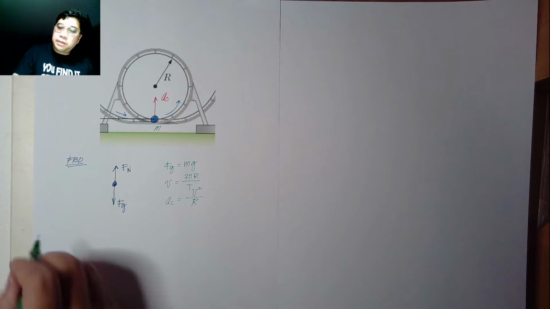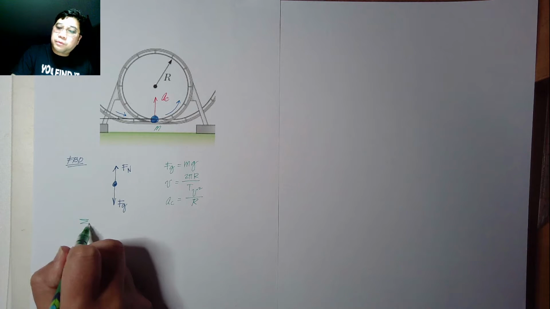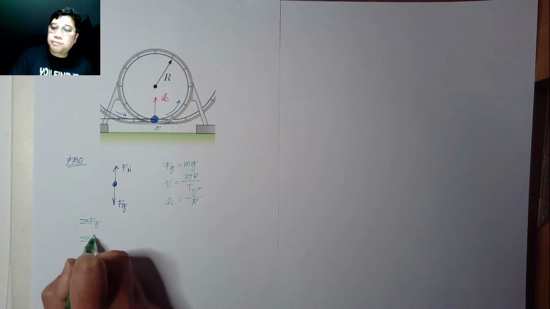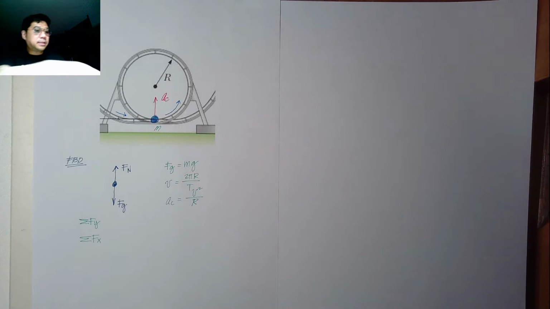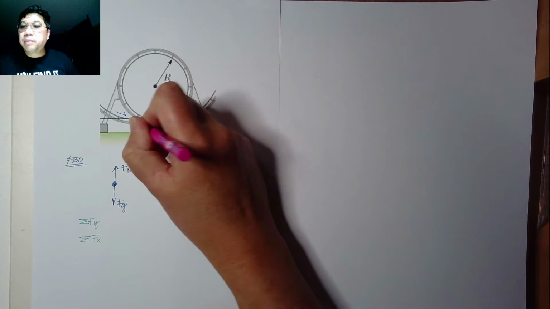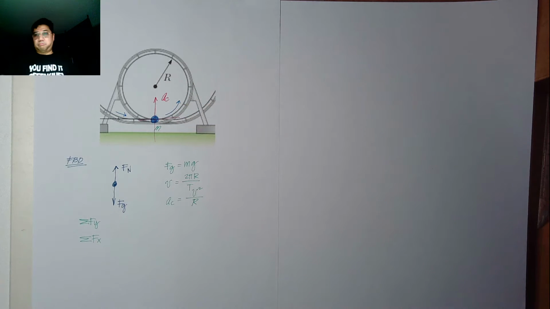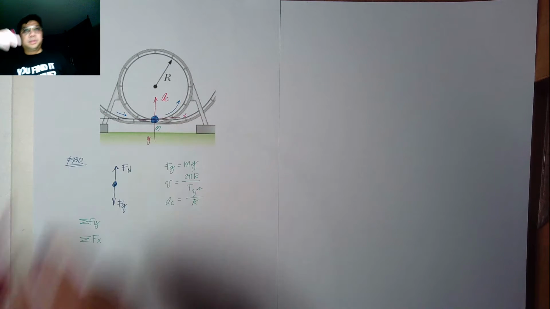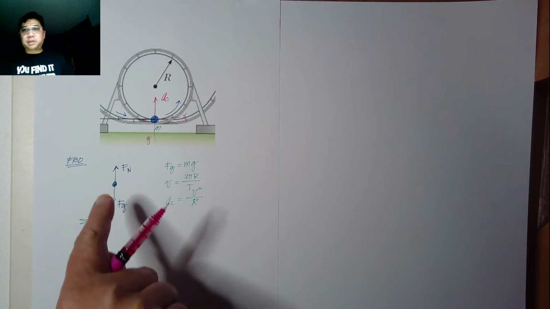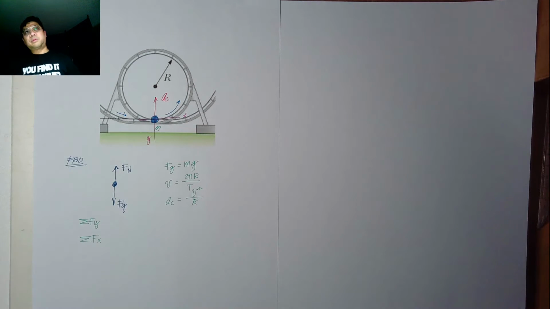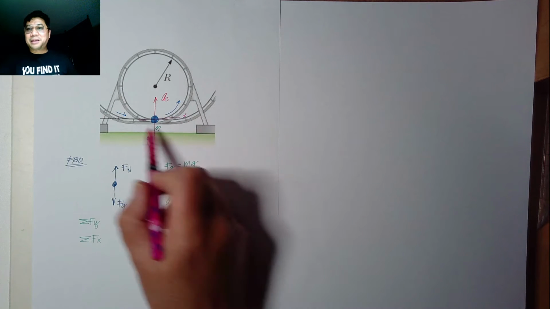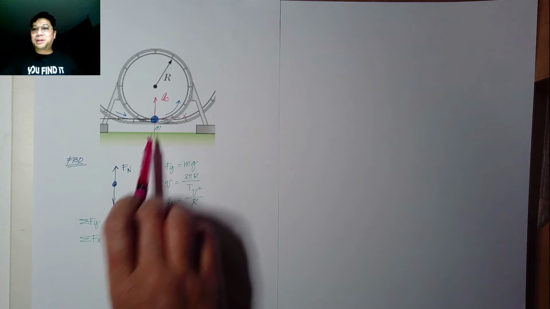Now, let's analyze all the different forces: the summation of forces along the y-axis and the summation of forces along the x-axis. If you look at this illustration, if I draw this imaginary axis, this is my x and this is my y. Since this is what we call vertical circular motion, the circle or the track is going on a vertical axis, so that's your y-axis.